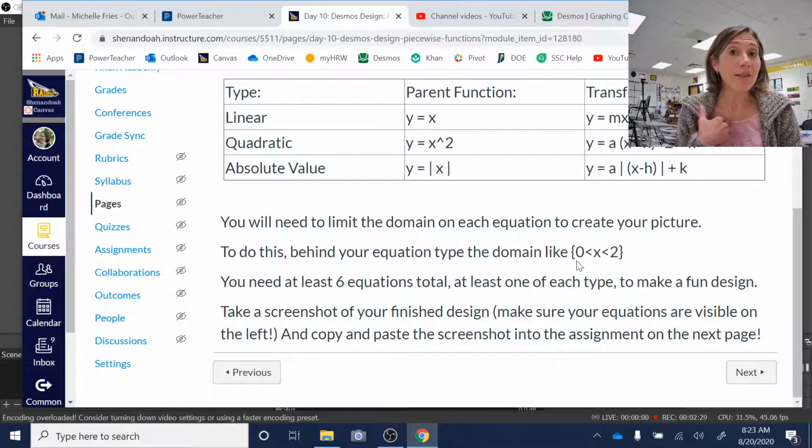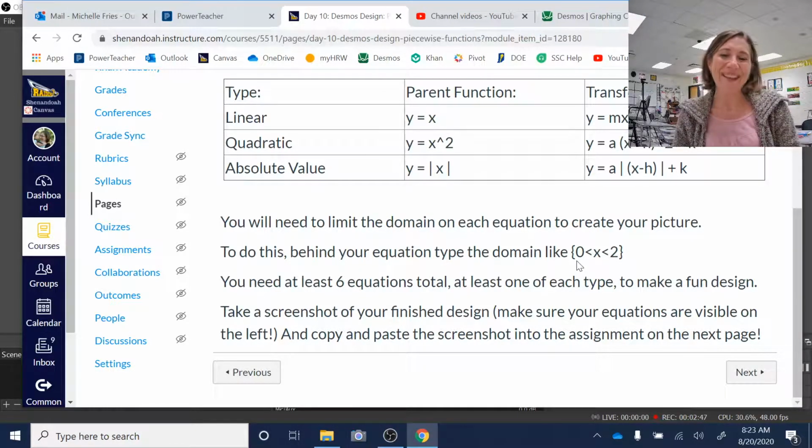I know that you can find these Desmos designs online, okay? Don't cheat. Don't use one that you find online. I'll be able to tell because I know what you don't know yet, okay? So let's not go there. Besides, that would rob yourself of a learning opportunity, and we don't want to do that now, do we? But you need at least 6 equations. You can do more than that if you want. It's fine with me if you're having fun.